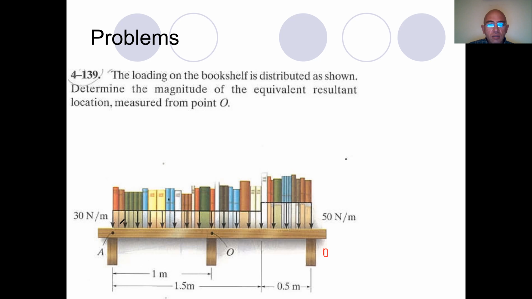There exists a distributed load acting on the wall. The magnitude of the distributed load is 30 newtons per meter up to a point here, which is 1.5 meters away from point A. And then the magnitude of the distributed load increases to 50 newtons per meter because of the books.